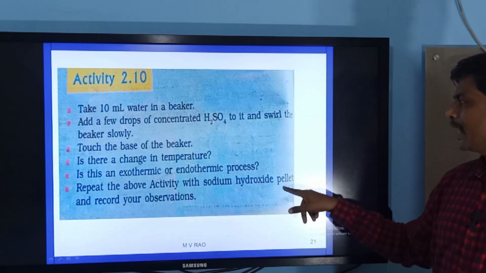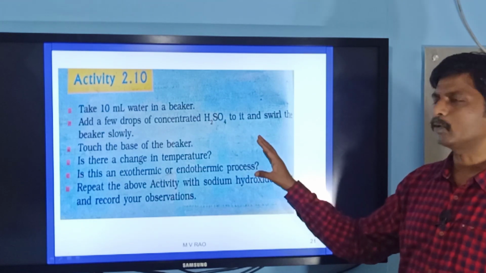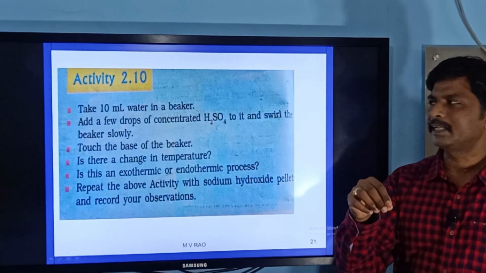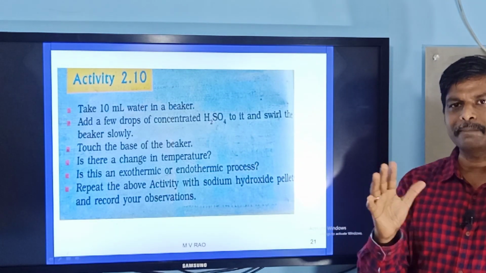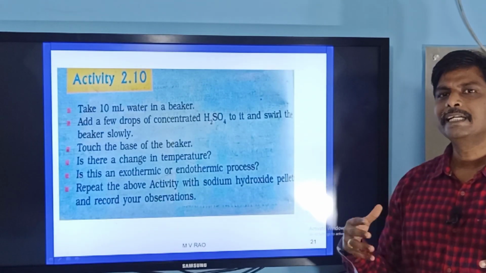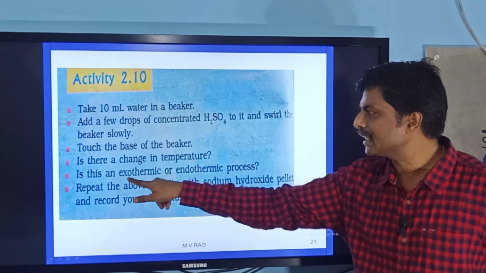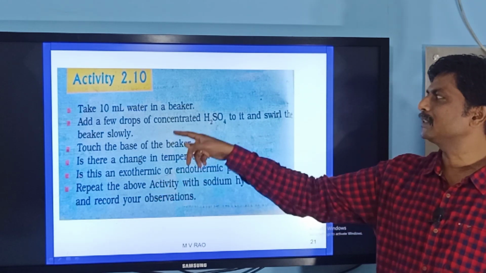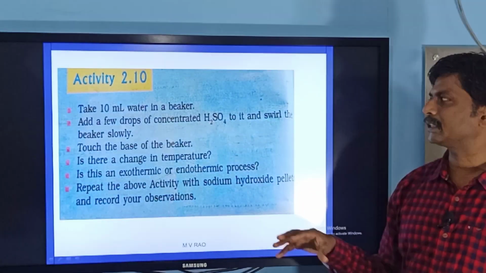Repeat the above activity with a sodium hydroxide pellet and record your observation. What you have to take? Take one beaker and add some water. After that you add a little concentrated H2SO4. After that you check by touch. By touching the beaker base, you will feel hot. That means here heat is liberated. Heat is liberated means what is that reaction? Exothermic reaction. That means dilution of acid is an exothermic process.